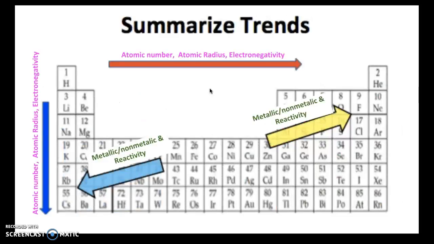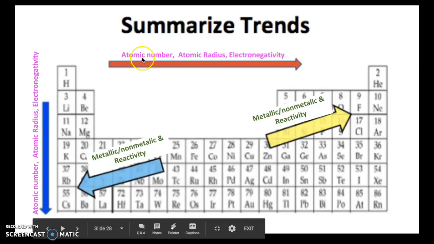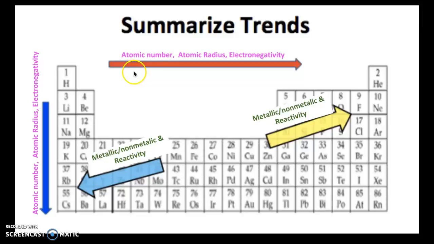Okay, so what you're going to do now is, on the last table, summarize these trends all into one handy dandy table. You have this table on the last page of your packet. Going across a period and going down a group, you're going to list the periodic trends that have numbers associated with them. That will be your atomic number, atomic radius, and electronegativity. For each trend, you're going to identify whether it increases or decreases as you go across and down.